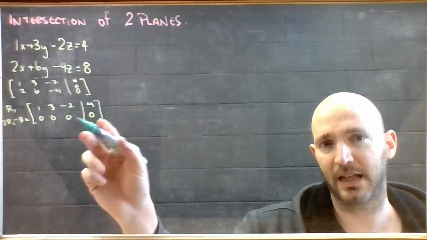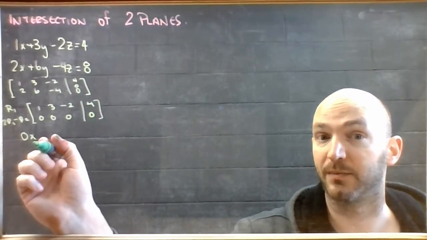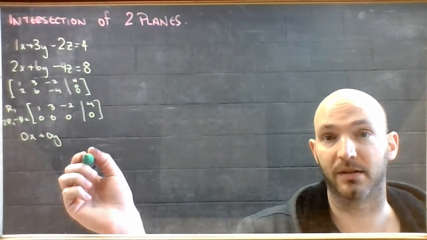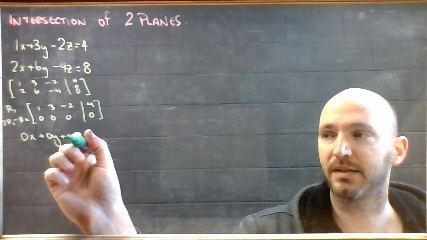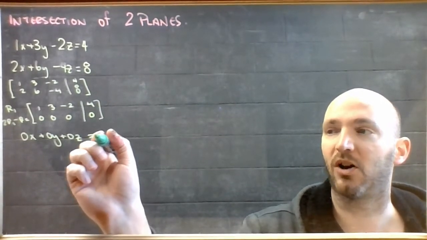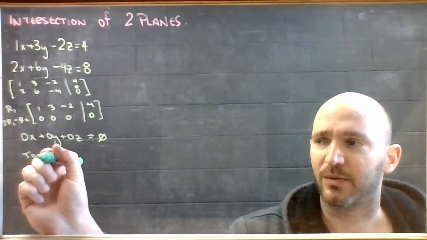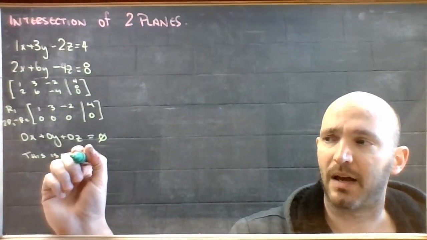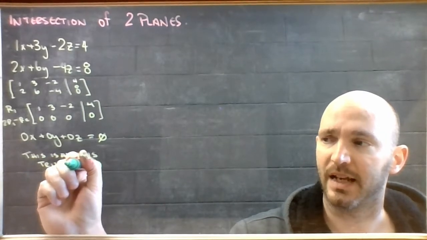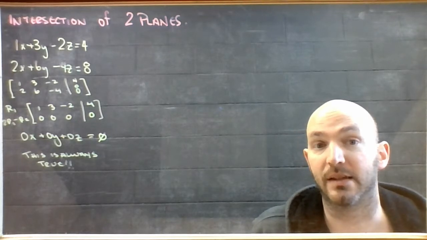Well, if I take that out of the matrix, that says 0 times x, which is 0, regardless of what x is, plus 0 times y, which is also 0, regardless of what y is, plus 0 times z, which again is 0, regardless of what z is, all adds up to nothing. Well, that's always true. It doesn't matter what your x is, or what your y is, or what your z is. Once you plunk them into that equation, you get 0 as your answer.